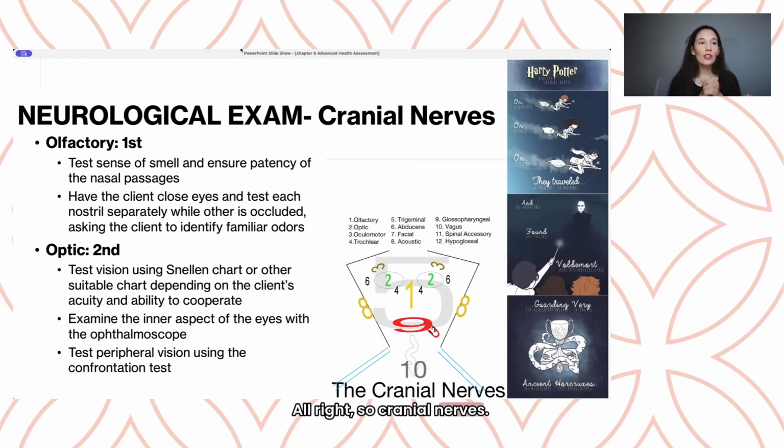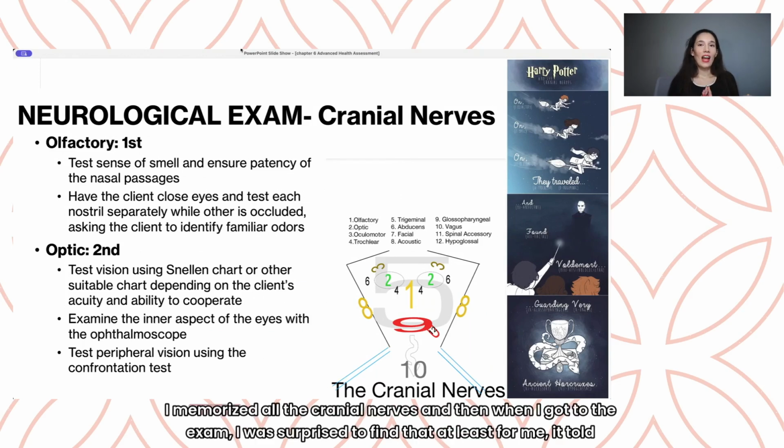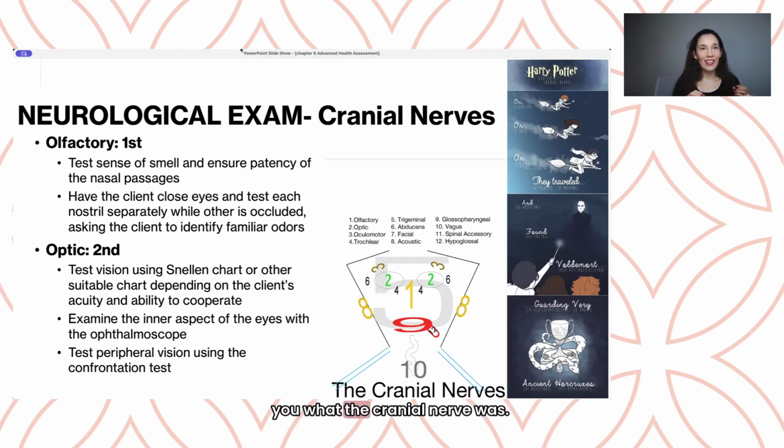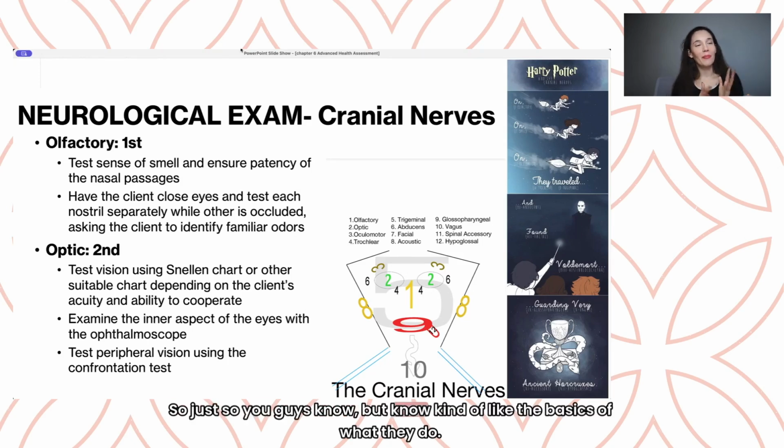All right, so cranial nerves. I will say, I memorized all the cranial nerves, and then when I got to the exam, I was surprised to find that, at least for me, it told you what the cranial nerve was. So it would say first, olfactory, right? That was nice. So just so you guys know, but know the basics of what they do.